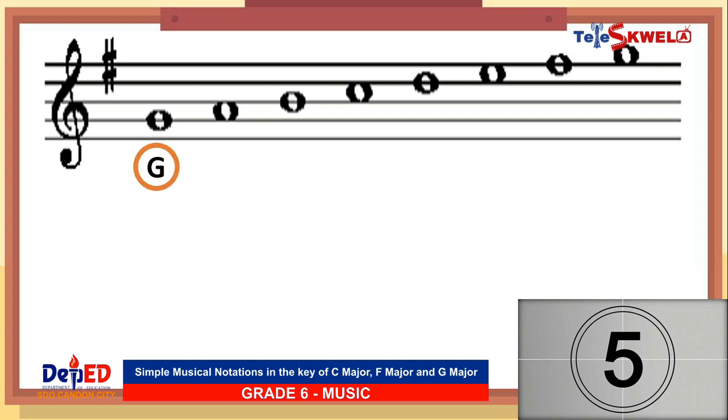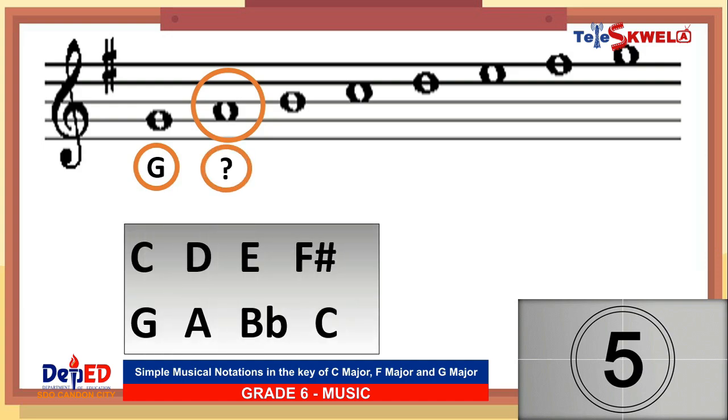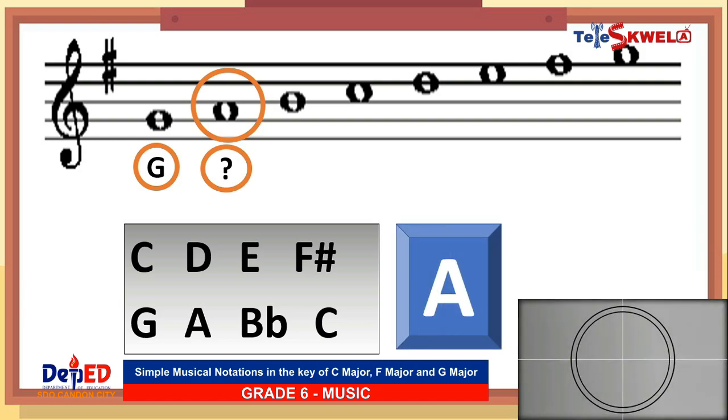If that is G, how about that one? The choices are C, D, E, F sharp, G, A, B flat, and C. Timer starts now. And the answer is A. Next.